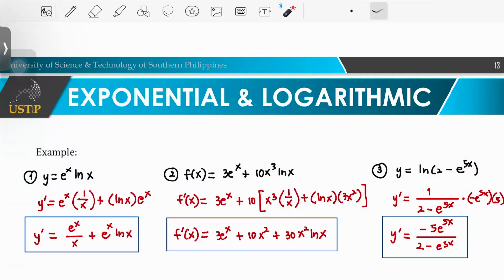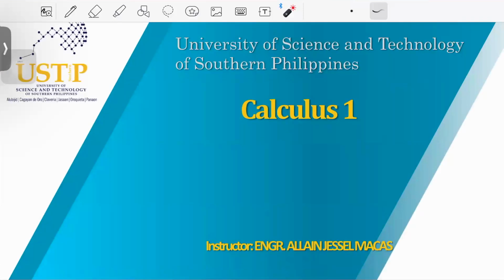Let's proceed to hyperbolic. I think this is the last one for this group of discussion before we go to parametric and what's the other one? Partial differentiation. Okay, happy to proceed.